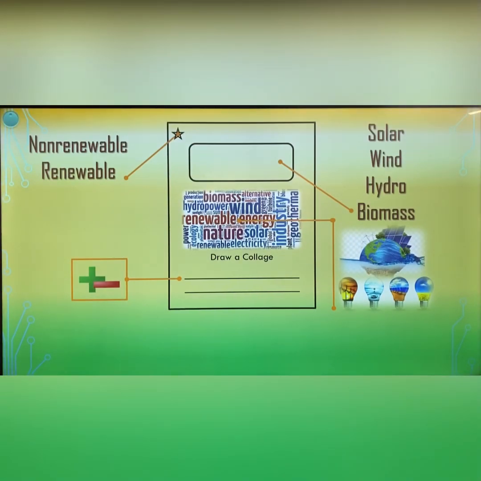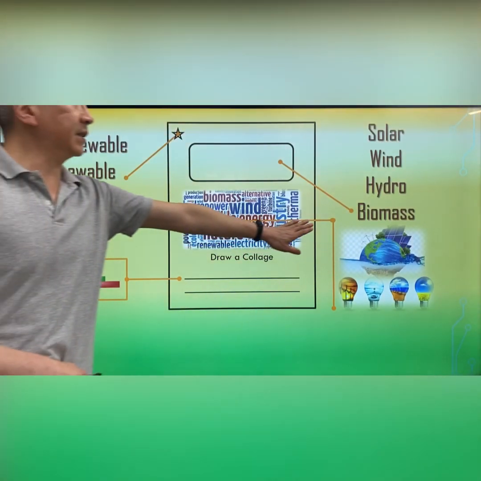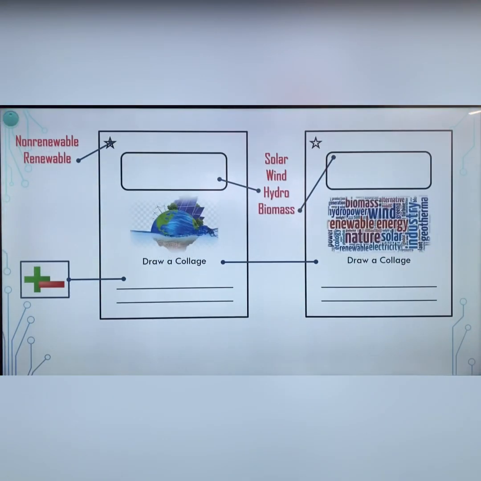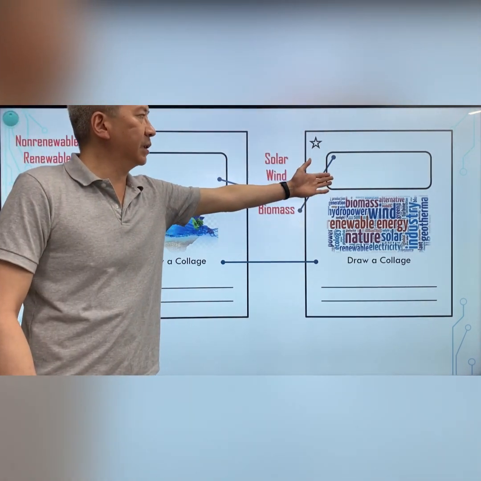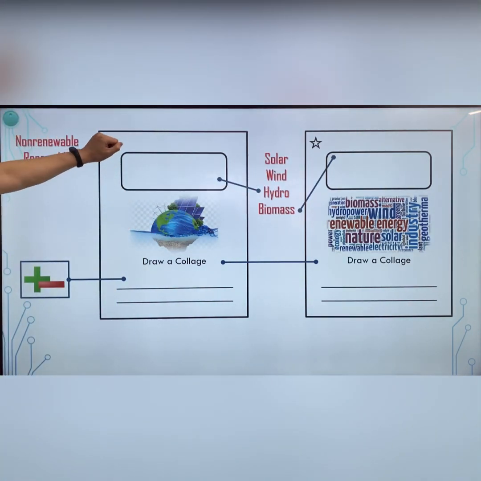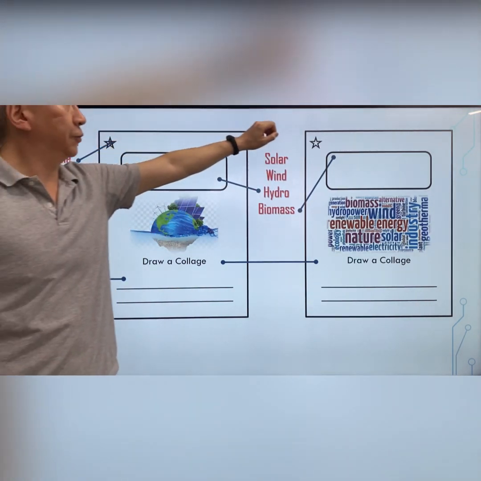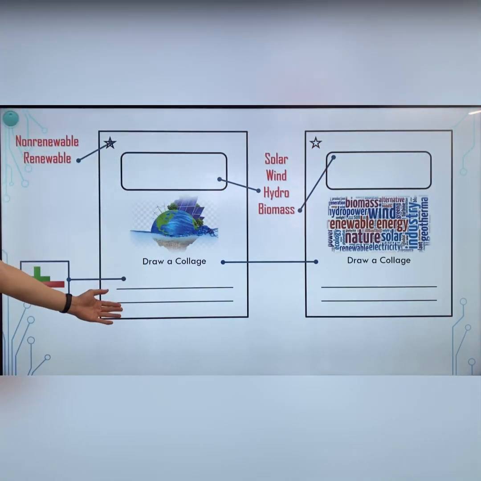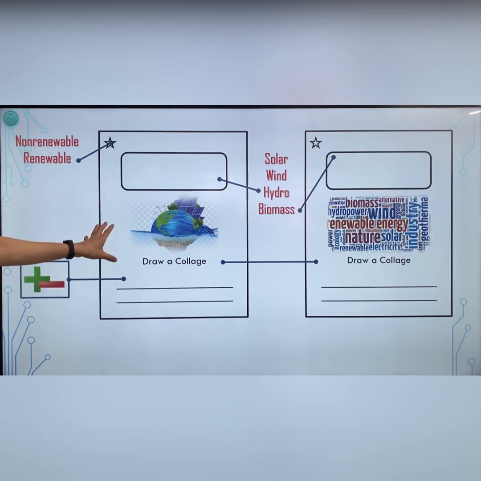So here you see biomass energy, and it's the same as before. So now we get to finish the last two parts of this lesson. So we want to write hydro, biomass, and of course, renewable, some of the pros and cons, and a collage for both of the two types of energy.